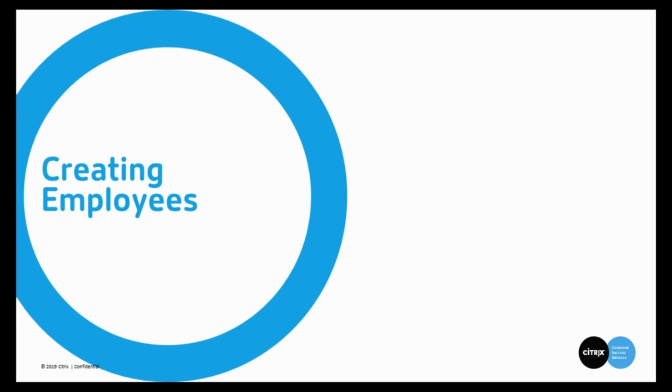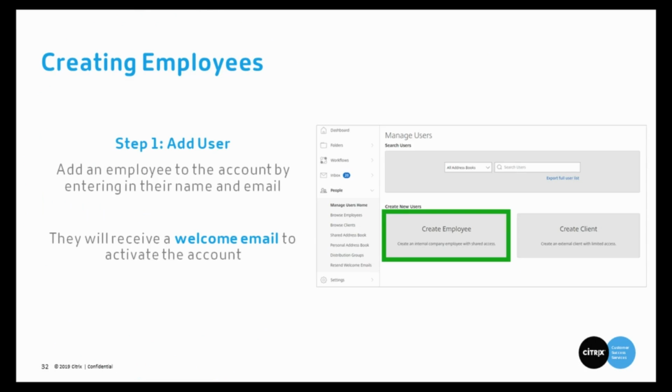Now, in order to create employees, there are 3 basic steps that you need to follow. The first one will be to add the user information, and then make sure that this person's email address is spelled correctly, because they will be receiving a welcome email to activate their own account.